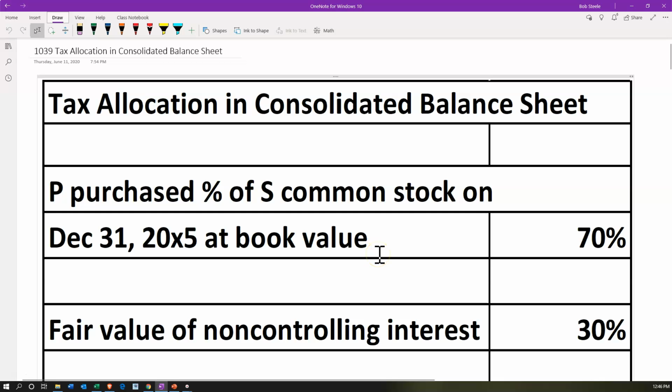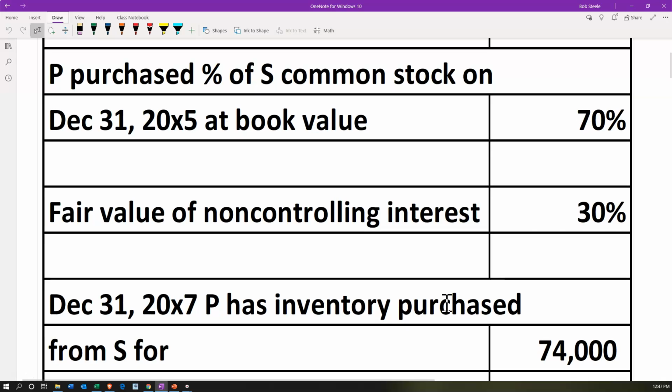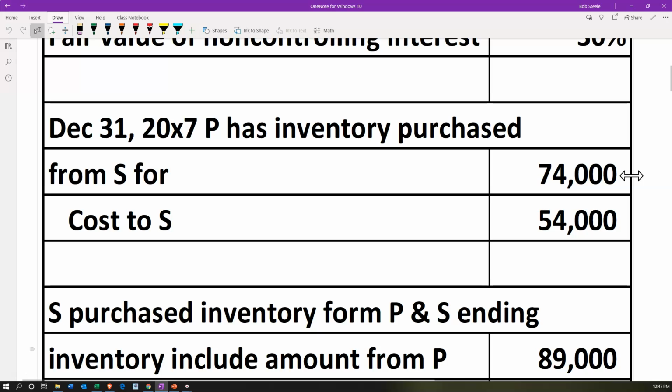Here we have the tax allocation in a consolidated balance sheet. That's going to be kind of a new thing we'll be dealing with. We're going to be looking into the tax effects here as we go through this process. We have P, the parent company, purchasing a percent of S, the subsidiary's, common stock on December 31st, 20X5 at book value. So the purchased amount was 70%. Fair value of the non-controlling interest will be 30%. December 31st, 20X7 is going to be the year of consolidation.